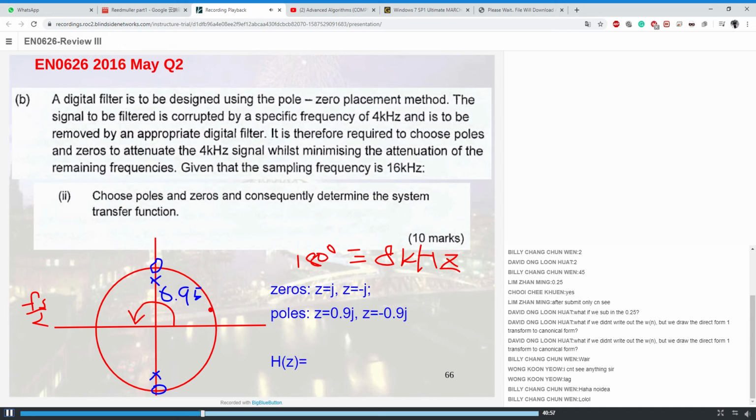If you recall, previously you had a transfer function, and from it you obtained the poles and zeros to identify stability. This is the reverse process: you already know the pole and zero locations, and from them you form your transfer function. This is 10 marks, so once you come up with your transfer function, you probably need to investigate further, because it is mentioned that you should minimize the attenuation of the remaining frequencies.